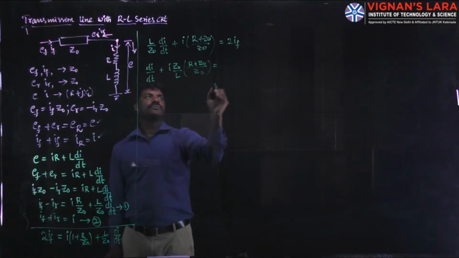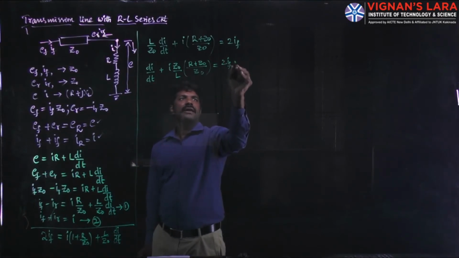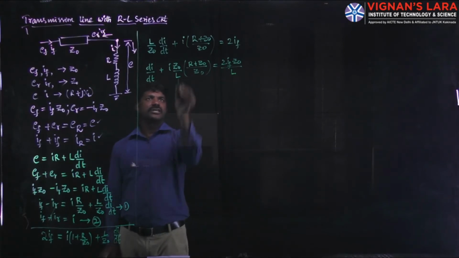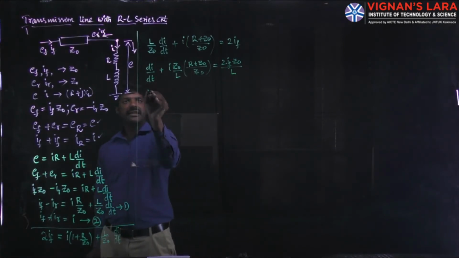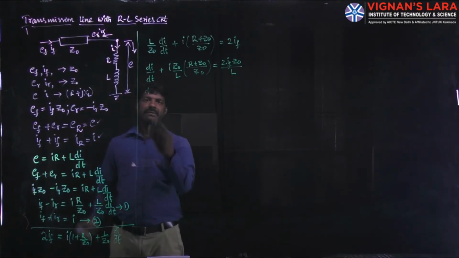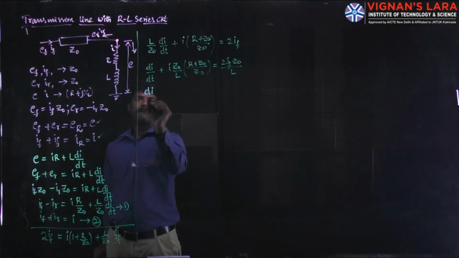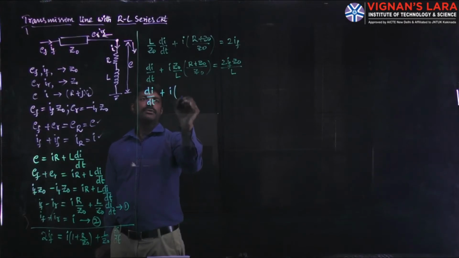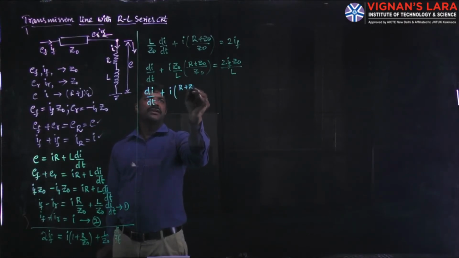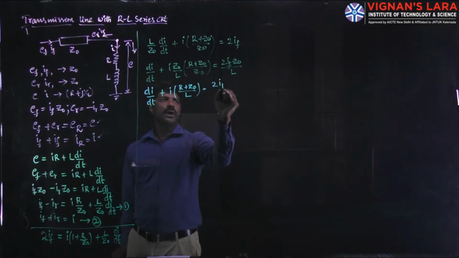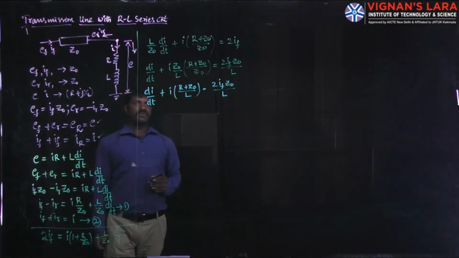is equal to 2IF Z0 by L. So Z0 gets cancelled and we can write this as di by dt plus I into R plus Z0 by L is equal to 2IF Z0 by L. This is the simplified form.